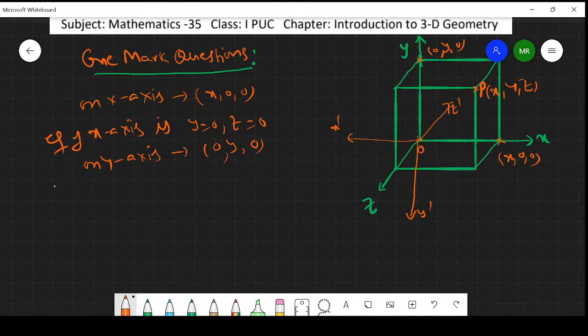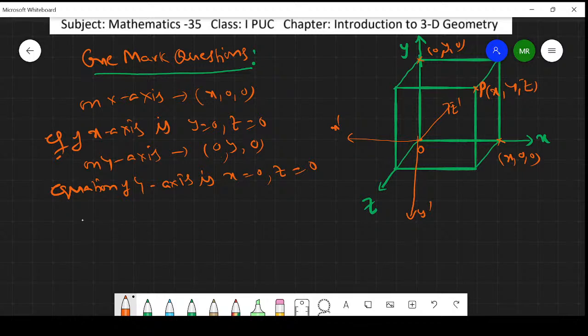Now the equation of the y-axis. Here was the equation of the x-axis; try to understand what I am telling here. When they are talking about the equation of the y-axis, you can write x equal to 0, z equal to 0. In this point, the x value is 0 and the z value is 0. This is the equation of the y-axis.